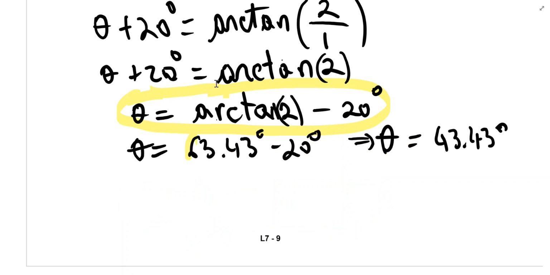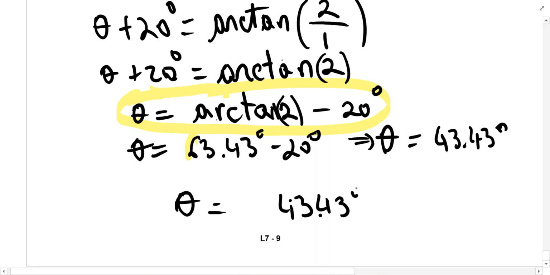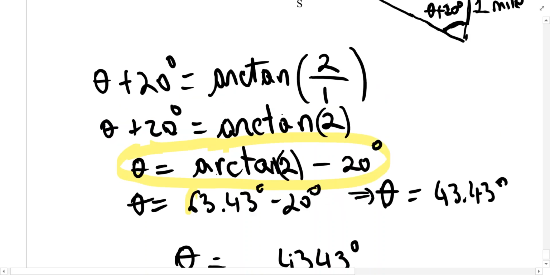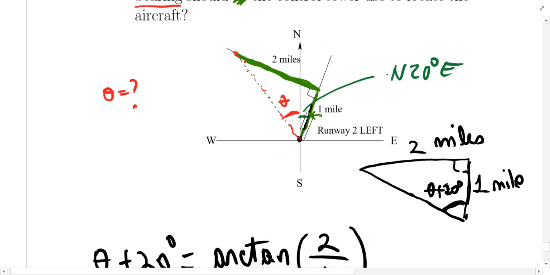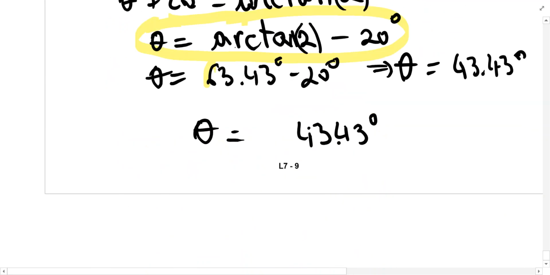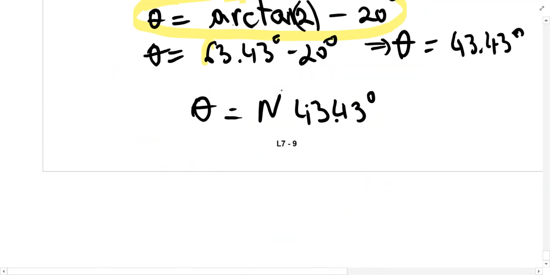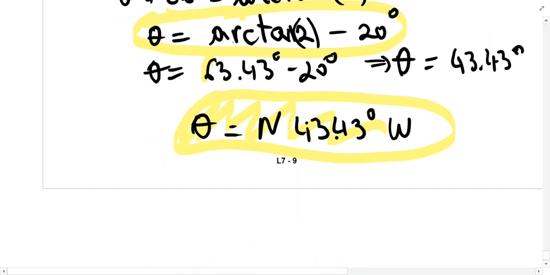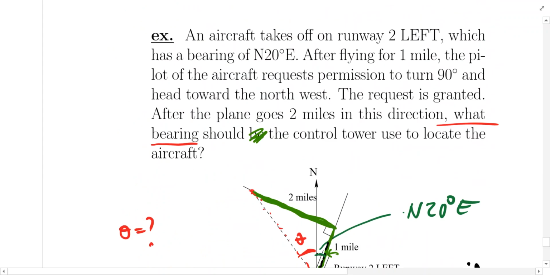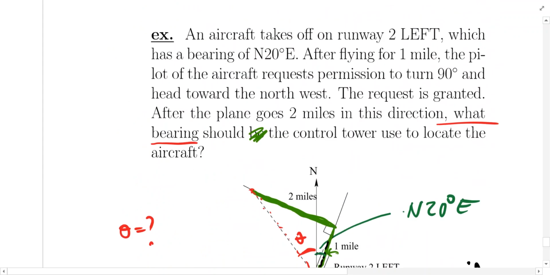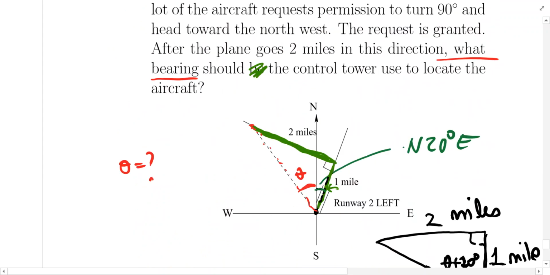Okay, so theta, again, theta equals 43.43 degrees, and the bearing now is, well, notice it's northwest. So we would say it's north 43.43 west. So this will be the answer. Okay, so when we read this type of problem, our goal is to draw the right triangle that is going to help us find the answer.